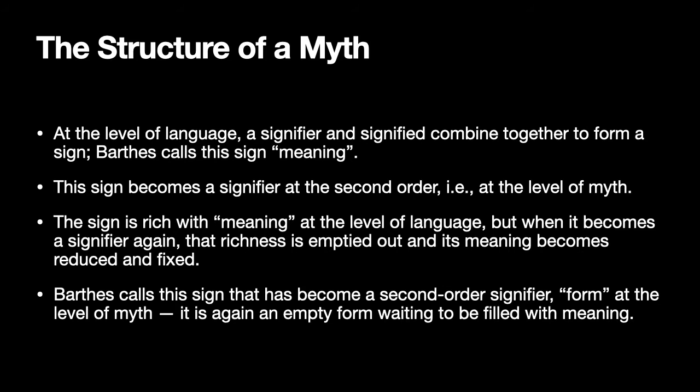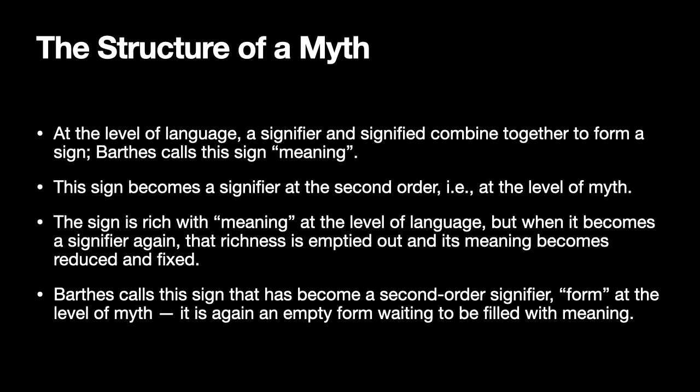The sign is rich with meaning at the level of language, so it has already gone through a process of signification. When that first sign is created at the level of language, it is full of meaning. But when it becomes a signifier again, that richness is emptied out and its meaning becomes reduced and fixed. The black man saluting the French flag has his own history, geography, right? Where did he come from? What kind of life has he led? What are the social relations between him and other people?